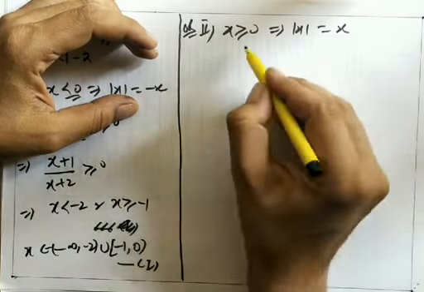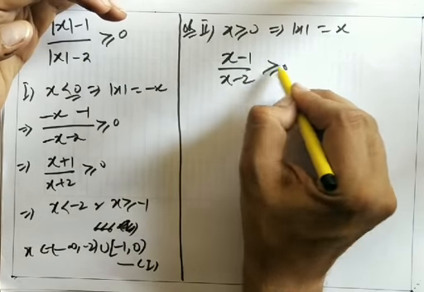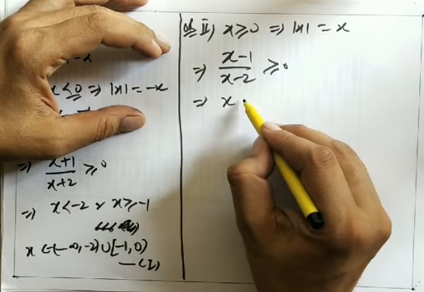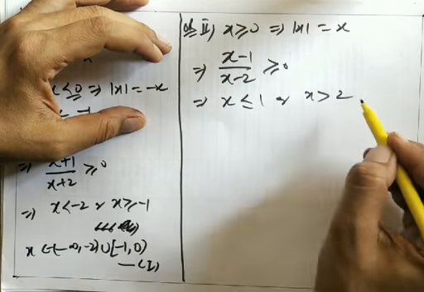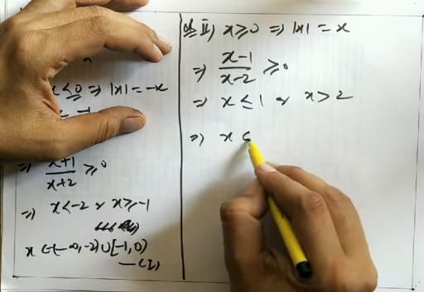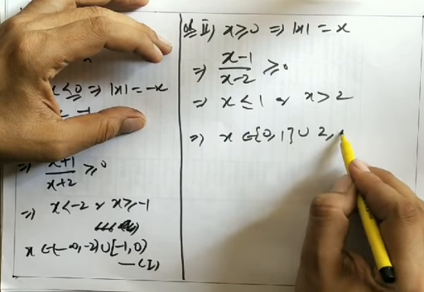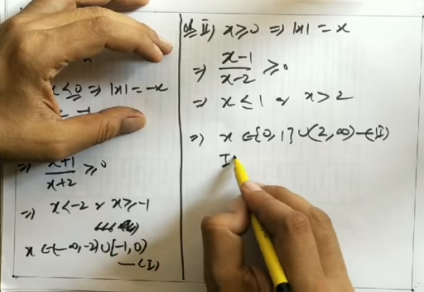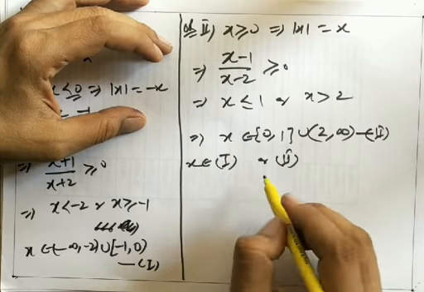And for this case the inequality will become x minus 1 upon x minus 2 greater than or equal to 0. So that means by method of intervals it will become x should be less than or equal to 1 or x should be greater than 2, and x has to be greater than or equal to 0 also. So the final answer will be x belongs to 0 comma 1 union 2 comma infinity. This is for the second case. Now either first or second has to be there. x belongs to first or second. This has to be the answer.